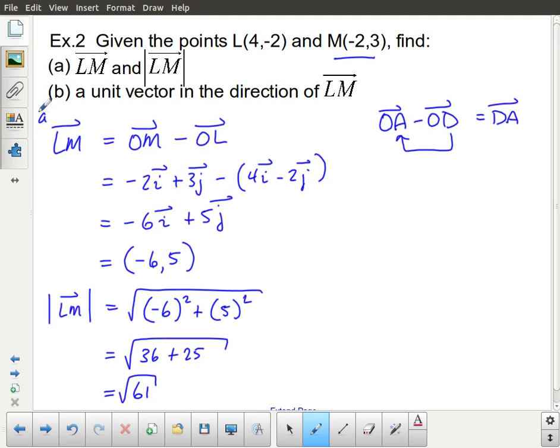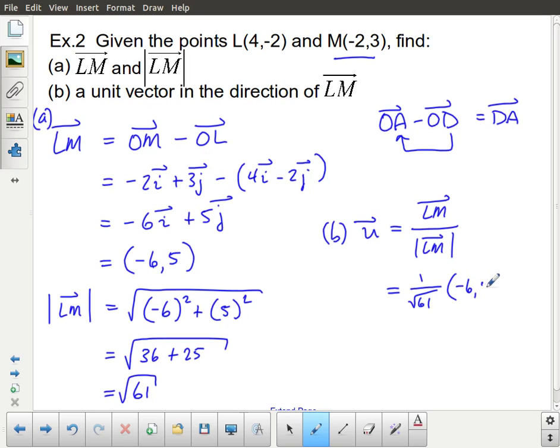So that was for part A. For part B, to come up with a unit vector in this direction, there's a couple of things we could do, but remember the definition of a unit vector. In this case, I'll call this vector u. It's equal to the vector LM over the magnitude of LM. So I could write this a couple of different ways. I could write this as 1 over the square root of 61 times (negative 6, 5).